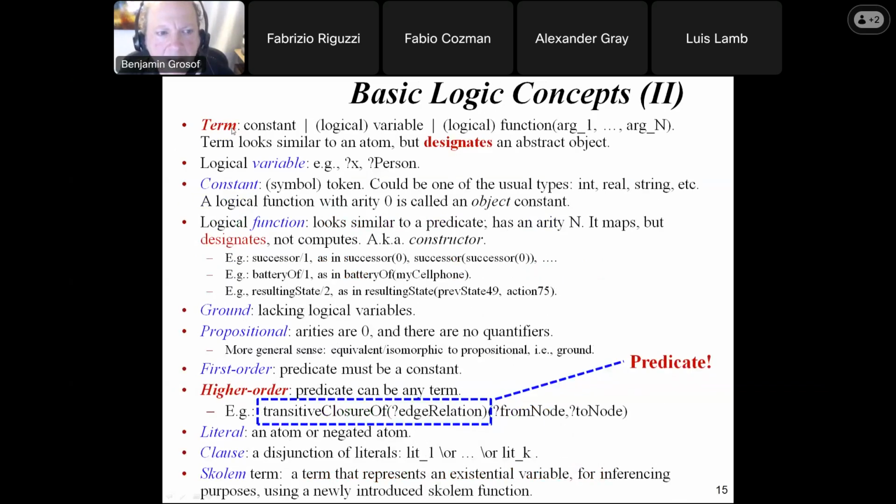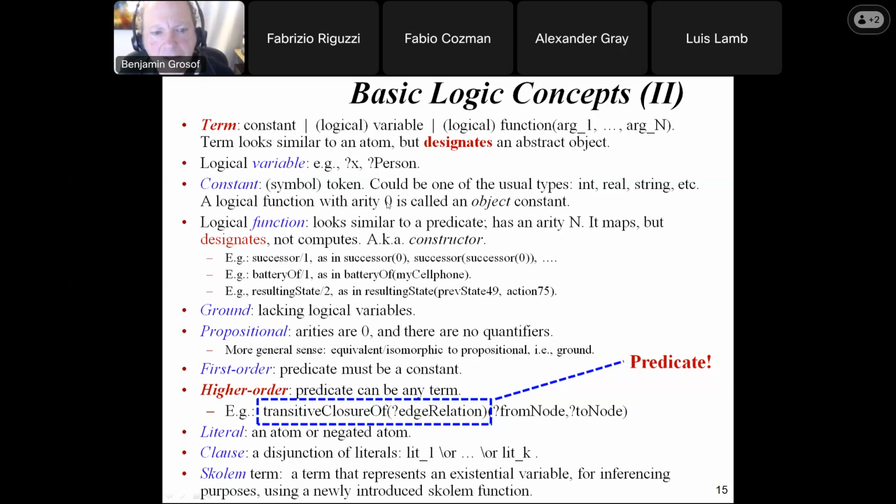Next, let's talk about term. A term is either a constant or a logical variable, or more generally, a logical function applied to a tuple of arguments which themselves are terms. A term looks similar syntactically to an atom, but it designates an abstract object rather than being truth valued. I covered logical variable. A constant is essentially a symbol token. It could be one of the usual types like integer, real, or string, etc. But it doesn't have to be. It could be more abstract than that, a made up symbol name, for example, user-defined types, etc.